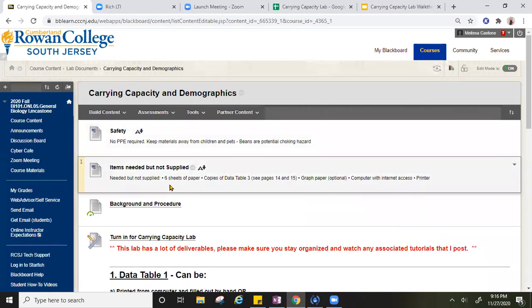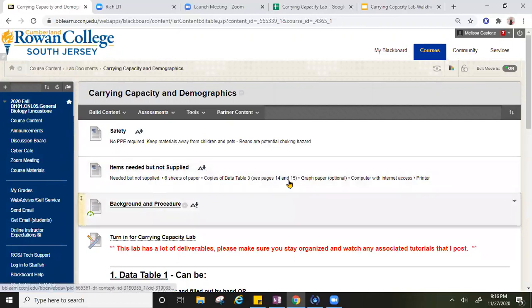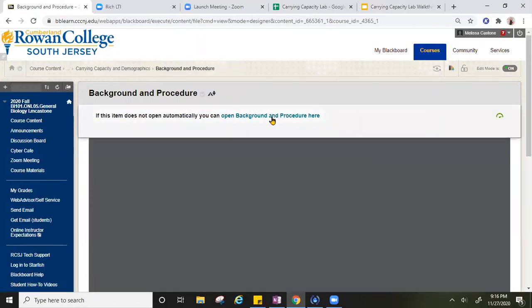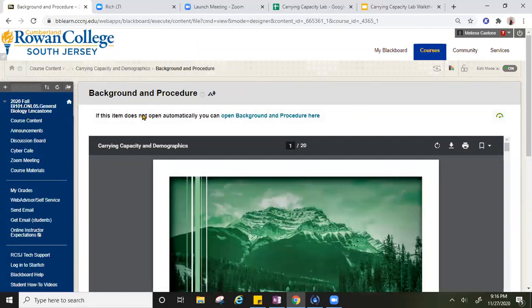So some things that you're going to need, you are going to need 6 sheets of paper. They don't need to be terribly big. You are going to need copies of data table 3, some graph paper if you're going to graph by hand. If you're not going to graph by hand, then you're going to need access to graphing software. So I'm going to go ahead and pull up the background and procedures. And I just want to make sure that this is sharing properly.